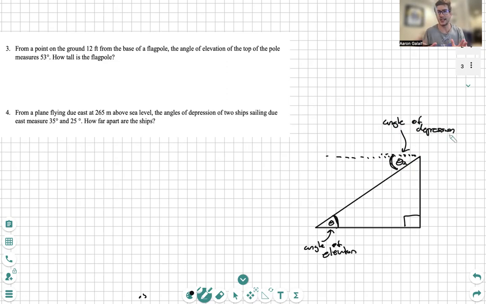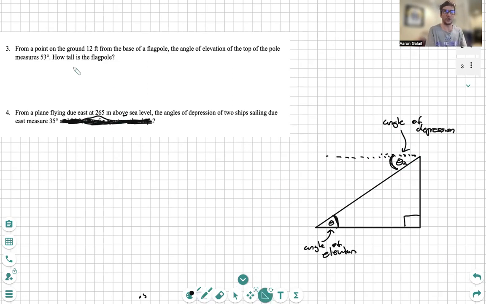Now, the trick to these is if you're told angle of depression or angle of elevation, no matter what, you put your angle here on the triangle. Every single time, you do not have to think twice about it. In fact, we will do number 4 as the complicated one in another video, but we'll also do number 4 as just a normal one showing angle of depression. Okay, so let us start doing number 3.